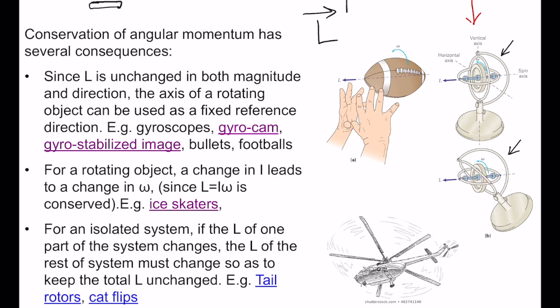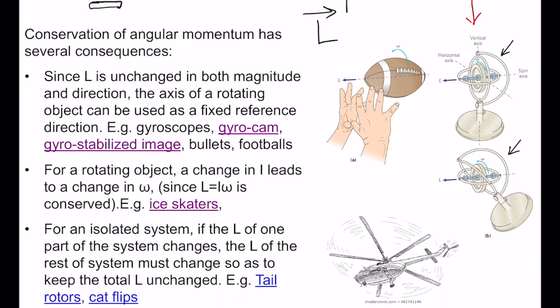The third category of applications of angular momentum is that if you have a composite system, a complicated system with different parts that can rotate, and the angular momentum of one part of the system changes, but the total angular momentum of the system is conserved, then the angular momentum of the other part of the system must change in a certain way in order to keep the total angular momentum zero, right? So what's an example of that? One example of that is a helicopter.